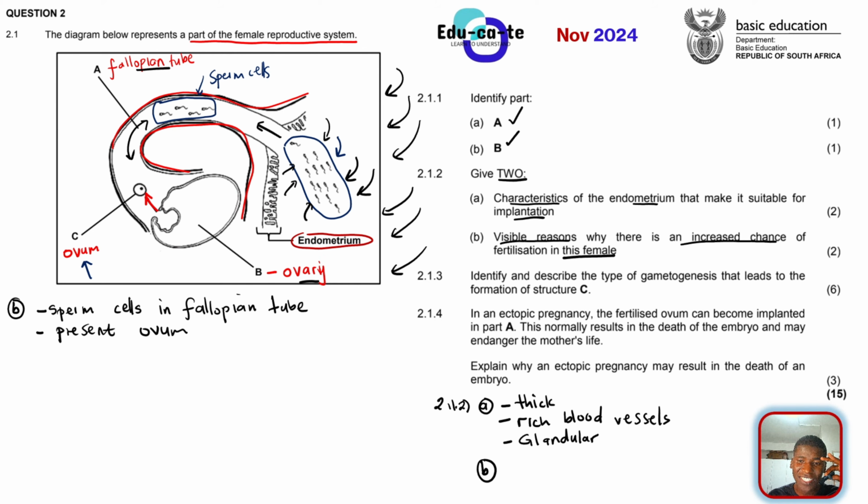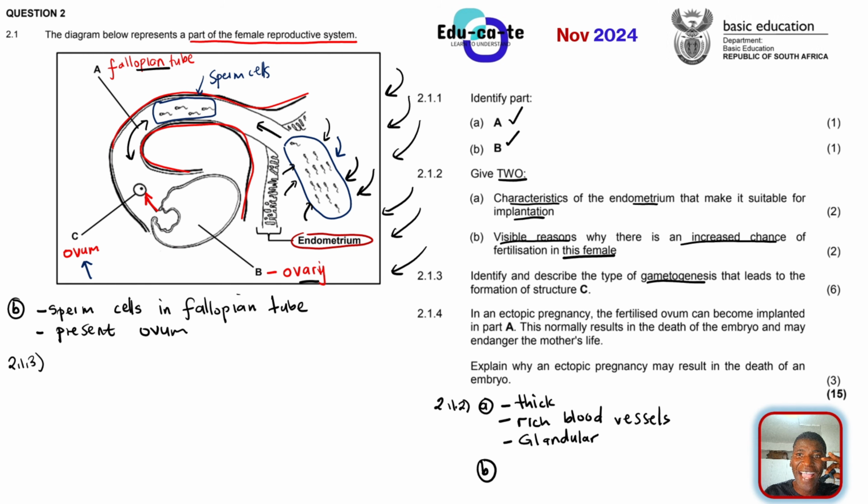But get the gist of the question. Visible reasons, something that you are able to see, not something that you are theorizing using your mind. Cool. 2.1.3. So now 2.1.3 says identify and describe the type of gametogenesis that leads to the formation of structure C. Let's just open space here.